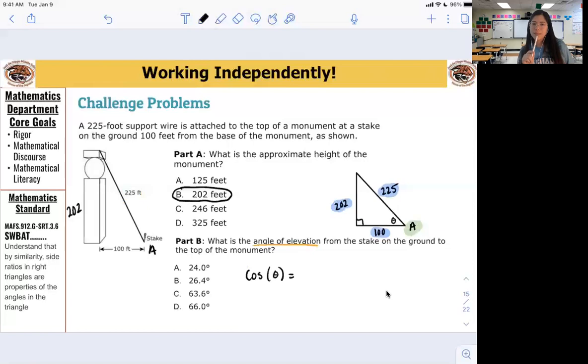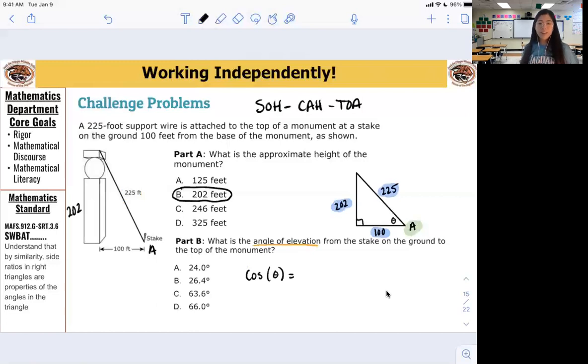202 over 225. That would be the other way around. That would be the sine. 202 over 100, I guess. That would be tangent. The other way around. Okay, Rios, it's the other way around. I'm trying to remember that word, but I can't remember how to spell it. So I just said it's the other way around.